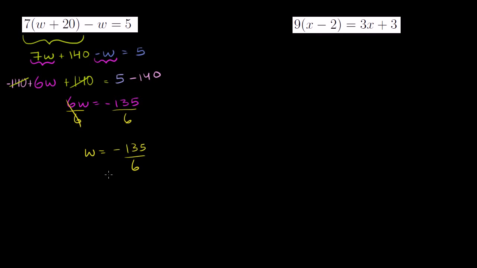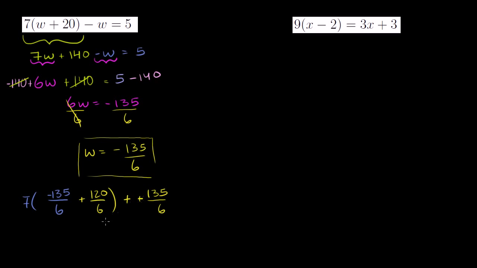Let's see, is there any place to simplify this anymore? This isn't divisible by 2, and it also doesn't look divisible by 3. So it looks like we are done with the problem. And you can verify. Actually, let's verify, because this is kind of a strange-looking answer. Let's verify that this is the answer. So 7 times negative 135 over 6. That's our solution for w. Plus 20. Instead of 20, I'm going to write plus 120 over 6. 20 is the same thing as 120 over 6, right? Minus w. So w is negative 135 over 6.